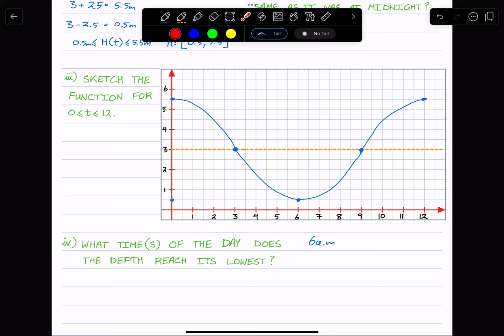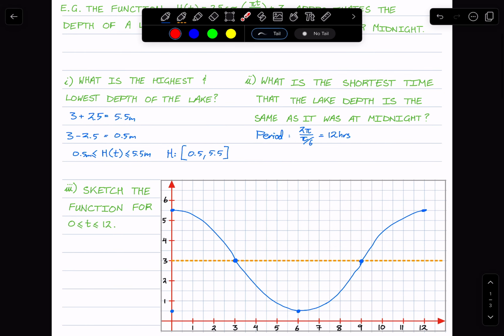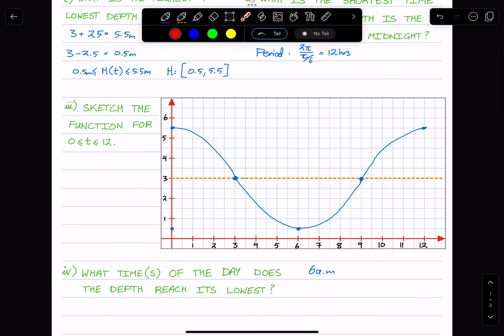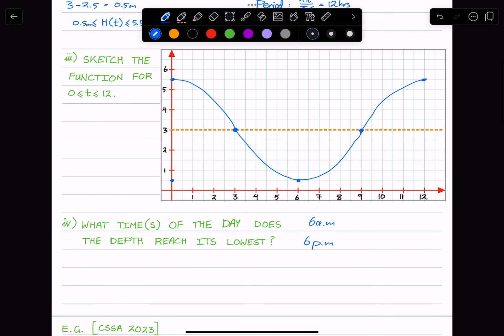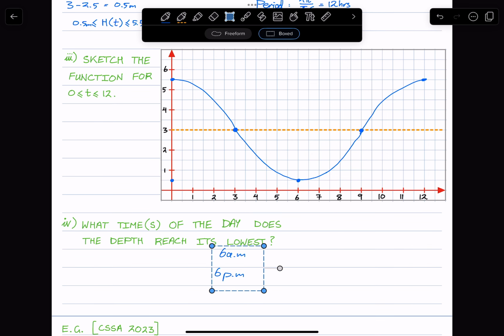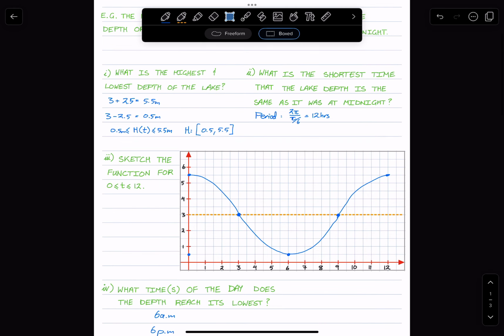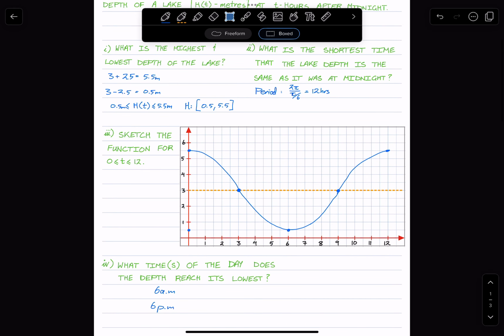But notice that it wants for the full day, and this is actually only 12 hours after midnight, so this is 12 at noon. So the next time that it hits this lowest depth is, according to the period, 12 hours after this time here. So the next time is going to be at 6 p.m. So it's at 6 a.m. and 6 p.m. And so this is how you can tackle this problem graphically.